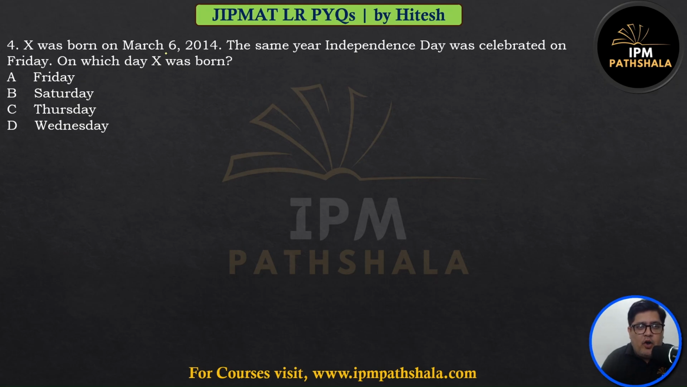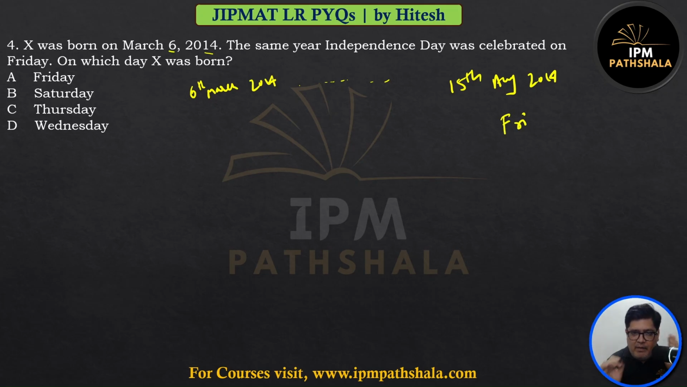X was born on March 6, 2014. The same year, Independence Day was celebrated on Friday. On which day X was born? So we don't know what is 6th of March 2014, but we know 15th of August 2014, this was a Friday. Now, what does it imply? What does it mean?